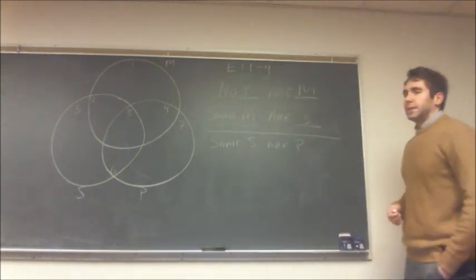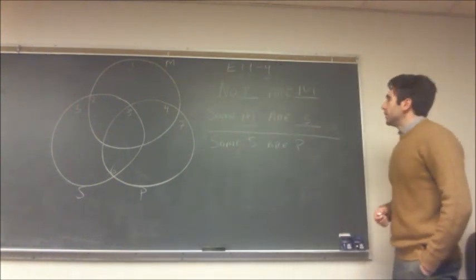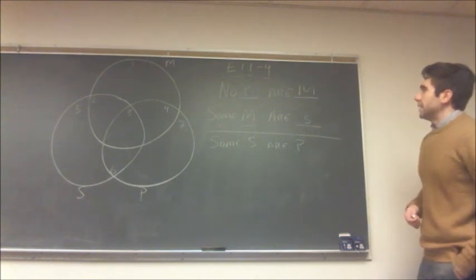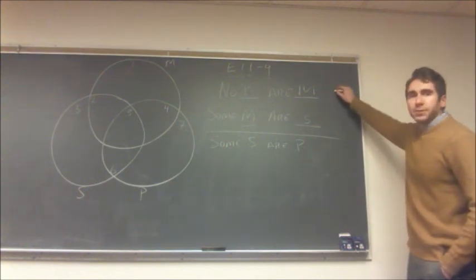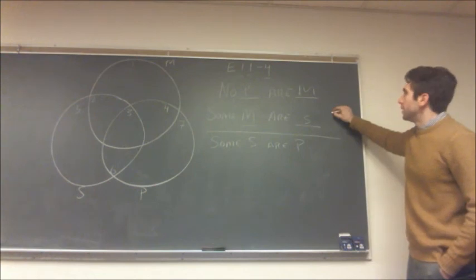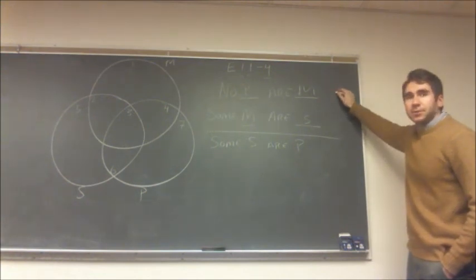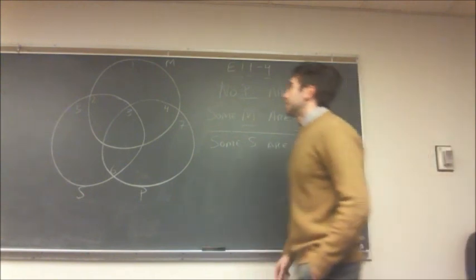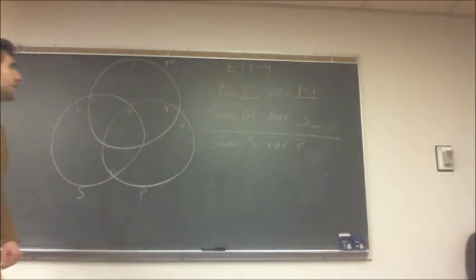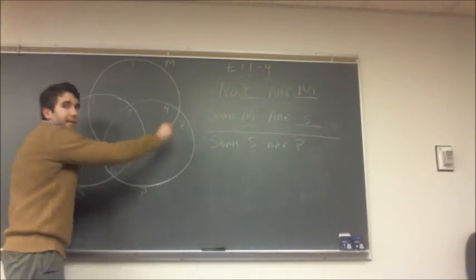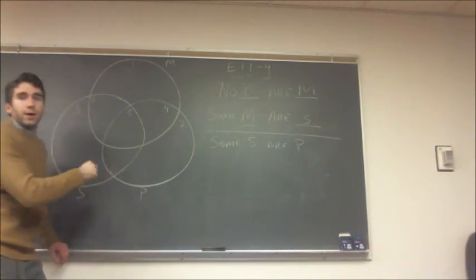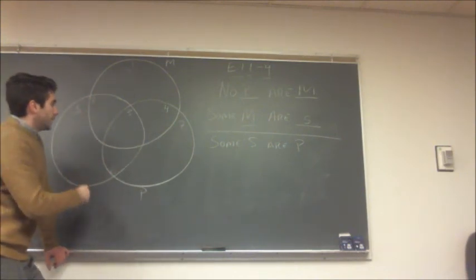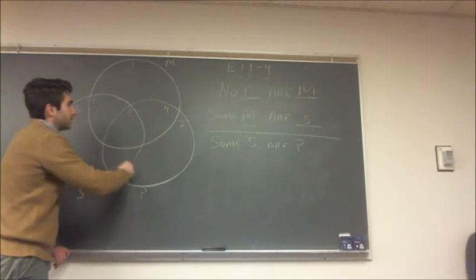So how do we diagram this? The important thing is that we have a universal and a particular premise. When we have that, we need to diagram the universal premise first, and then the particular one. So we're going to start with the first premise in this case. And we want to diagram No P are M. So what we want to show is that of all the things that are P, none of them are M's. So these would be the things that are in the P circle.